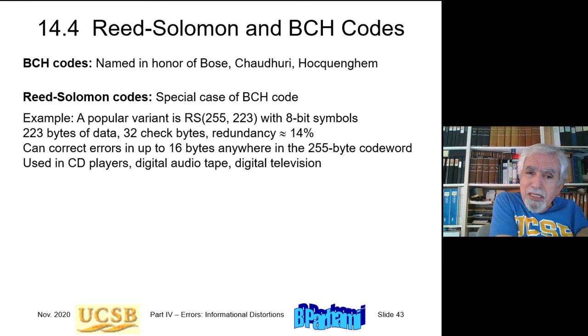And this is used in CD players, or was used when CD players were still being used, digital audio tape, and in digital television. So 223 bytes, you have to multiply it by 8. So that's about 1800 bits. It's a big block of data. Now in these CD players and digital television, you deal with big blocks of data that are transmitted. And then you add 32 redundant bytes to it, and it becomes highly resilient. It can correct up to 16 bytes. Okay, this is all I want to say.